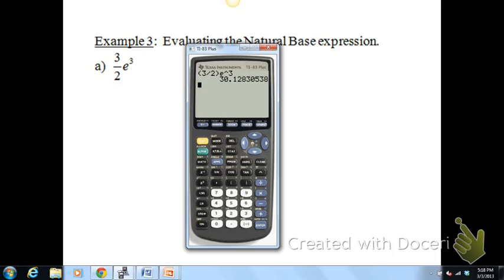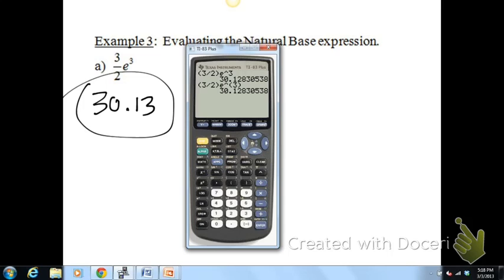There is another place to get E, and I'll do this problem over again. If I do 3 halves and then times second, and then hit this ln button, which you don't know what that ln means, and you will this chapter, when you hit second ln, it brings up E and automatically gives you a place to write the exponent. So you can just type in 3. I like hitting second ln when I know I have to raise E to a power. And you get the same exact value. So let's go to just 2 decimal places. We're going to have about 30.13 if we evaluated that.